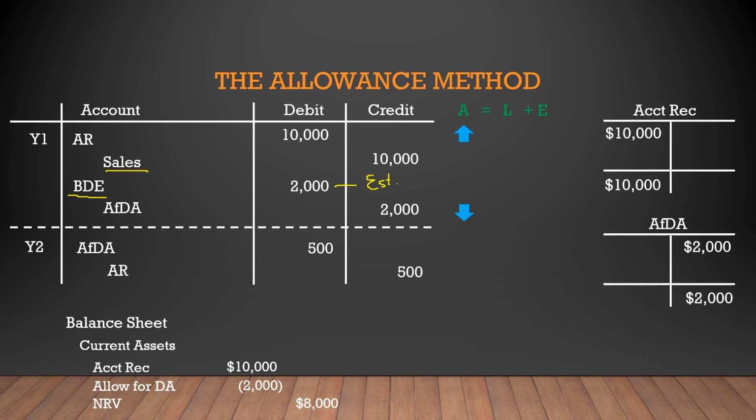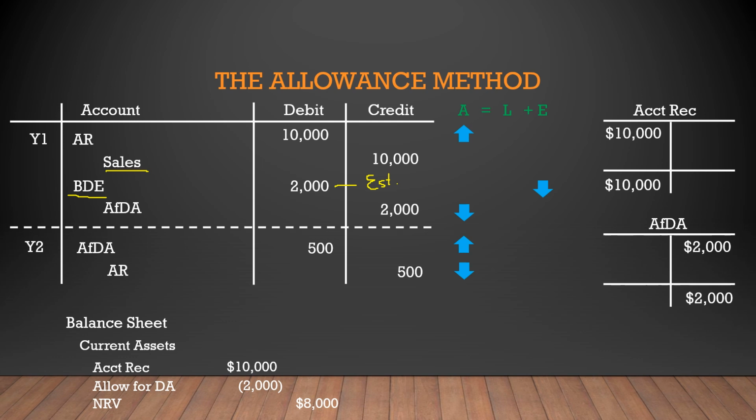Also note that the write-off doesn't reduce overall assets. We already reduced our assets and equity via an expense via the prior year's adjusting entry. The debit to AFDA increases assets, and the credit to AR decreases assets. So there's no net increase or decrease on either side of the equation. We just reshuffle the deck with regards to our assets.